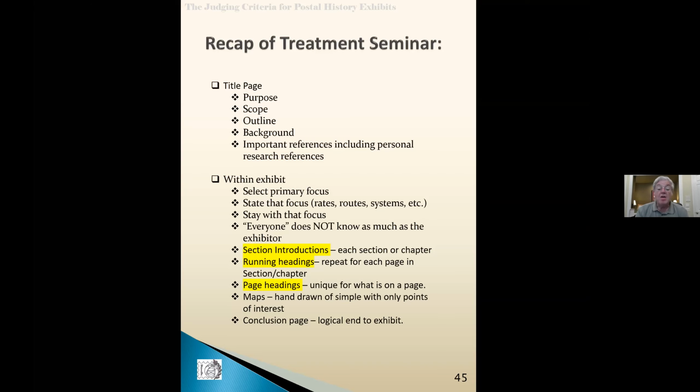Do not flip-flop. Three important things about most of the pages in the exhibit. You want to have a section introduction on each section or chapter of the exhibit. You want to have the running heading repeated on each page of that section or chapter. And you want to have a unique page heading on each of the pages of the exhibit, telling what's on the page. You want to use maps that are mainly hand-drawn and simple, with only the points of interest shown. And you want to end the exhibit with a conclusion page, which is logical to the exhibit.